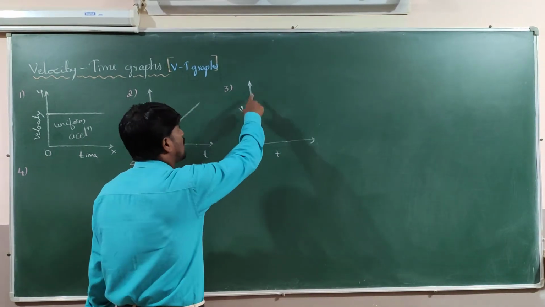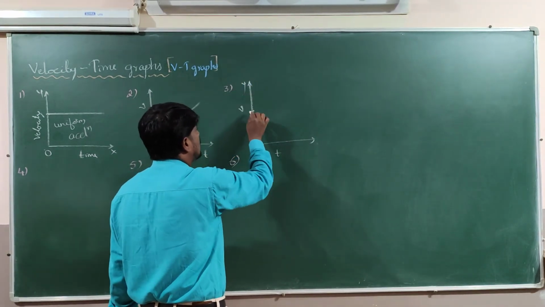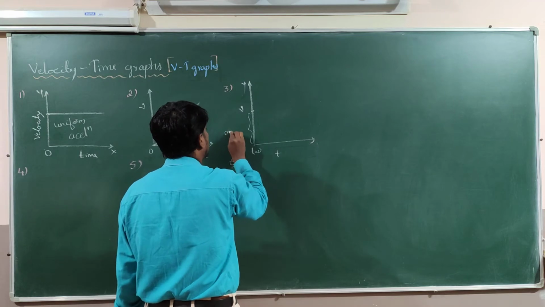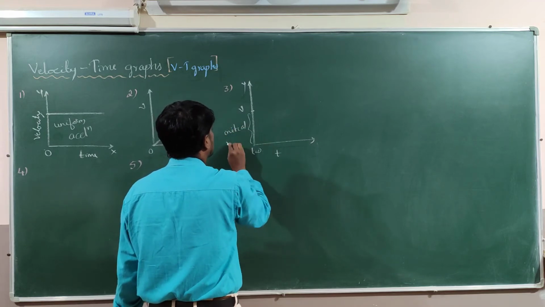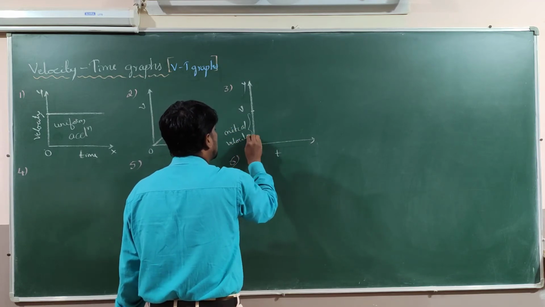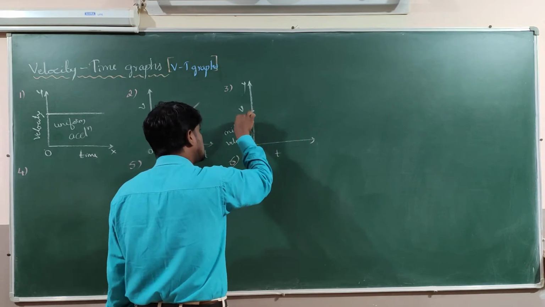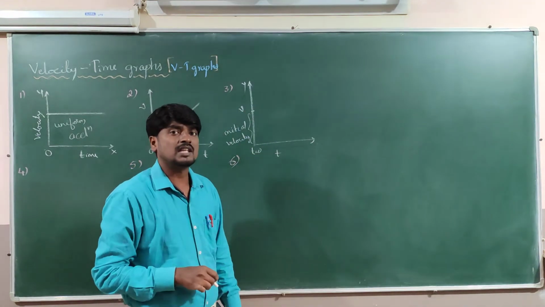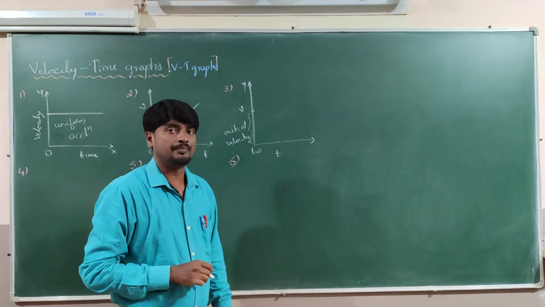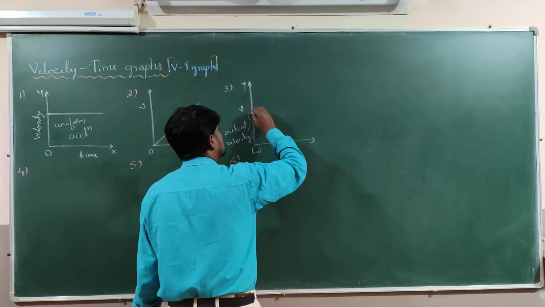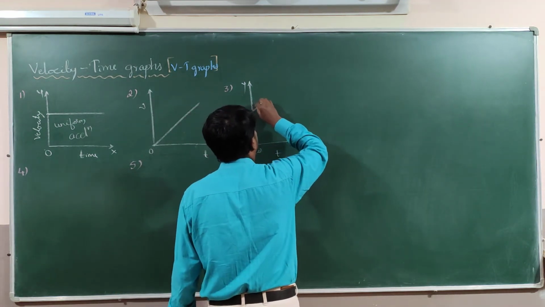After coming to this point on the y-axis, this is called the initial velocity. Very important. So this speed is called what? Initial velocity. Though time is 0, the body possesses some velocity, and that velocity is called the initial velocity. After reaching this point, the body moves with a uniform speed.